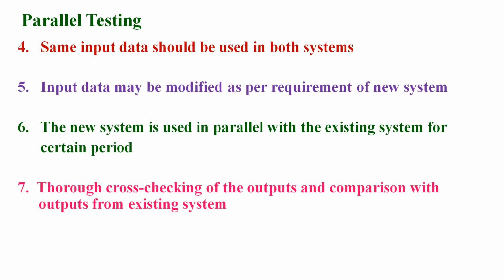And now, while doing this parallel testing, the same input test data should be used for both the systems. Why? Because we are cross-checking, or verifying, whether the new version or the new system is working correctly or not with respect to the old system. That means for both of these systems, you have to use the same input test data.